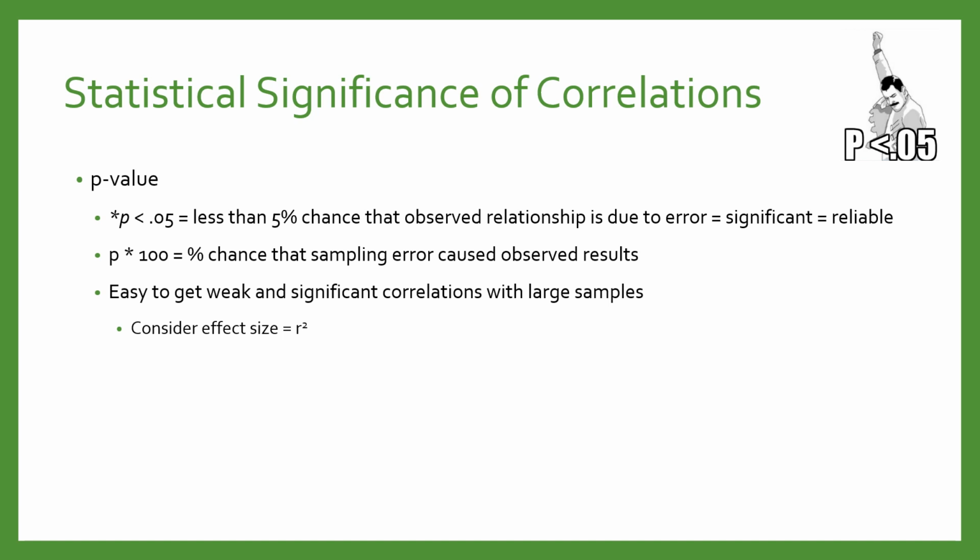If you take p and you multiply it by 100 to get the percent, that really just tells you the chance that sampling error caused the observed results. And since we don't want error to be the cause of our results, we love those low p-values. And in behavioral research, usually our standard is 0.05. And that 0.05 rule is a bit arbitrary, but it has been the agreed upon cutoff for the probability of error to call findings significant for a long time.